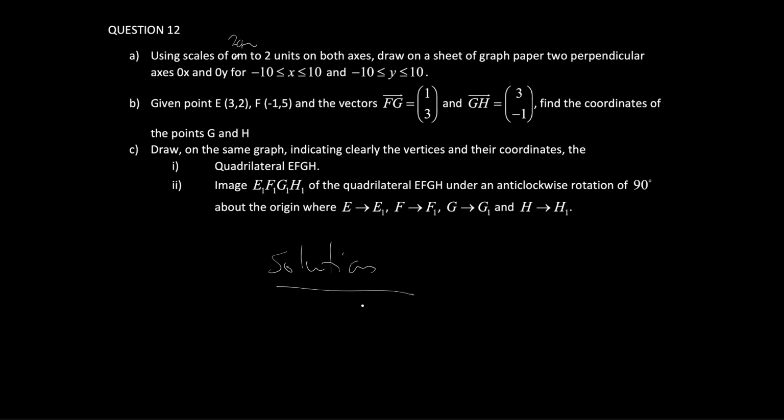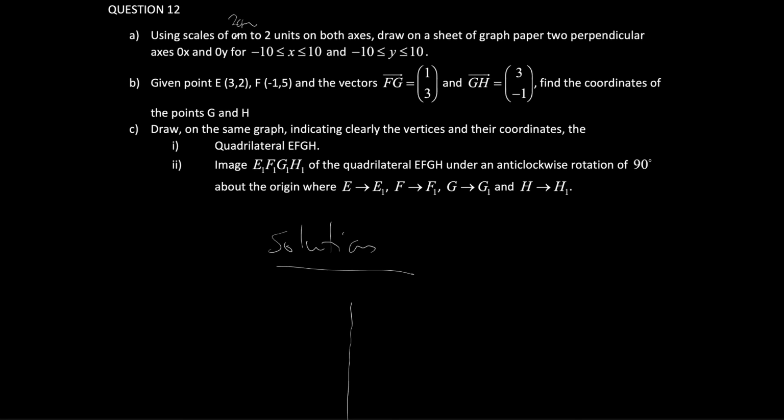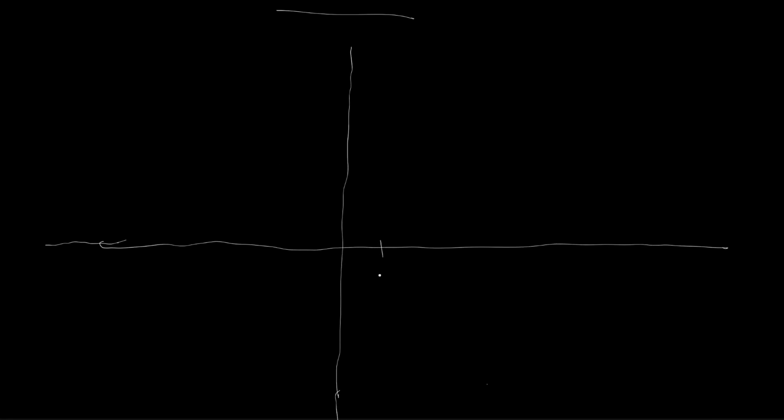So we draw our axis. So 2 centimeters to 2 units on both axes. So we have for the x-axis, x, y. So 2, 4, 6, 8, 10, -2, -4, -6, -8, -10.